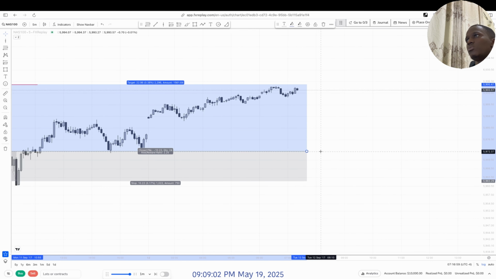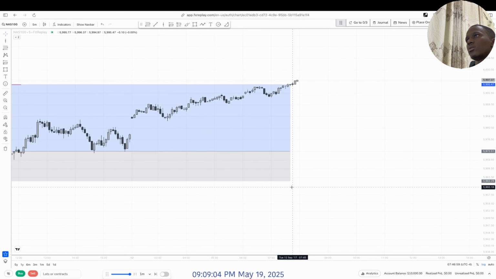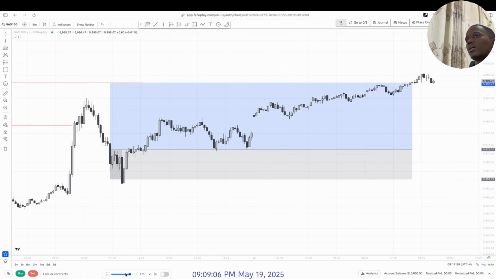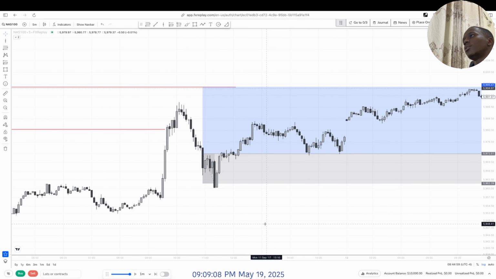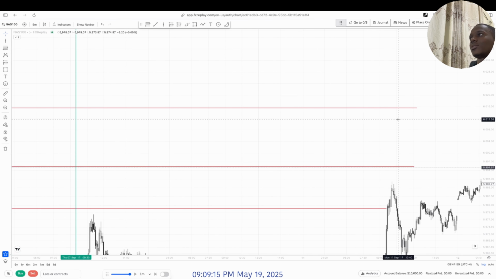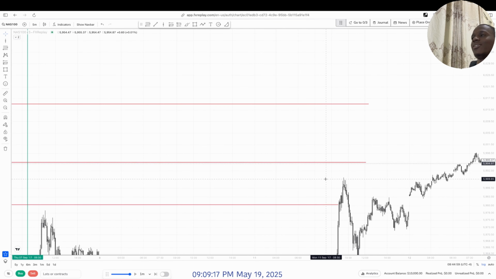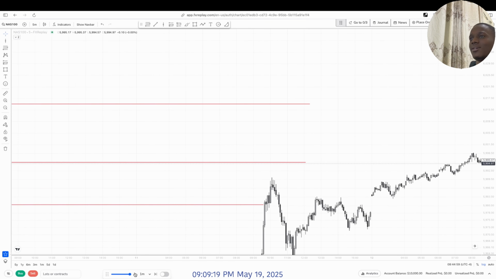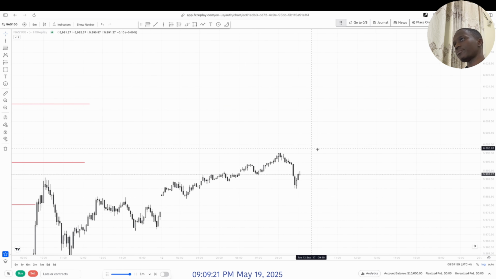Yay, TP hit. Yay, buy side level taken in. So strategy works, guys. You just gotta keep knowing how to learn it and how to adjust it to yourself. This is the next liquidity level. Let's step read price until it reaches there and see how it behaves.